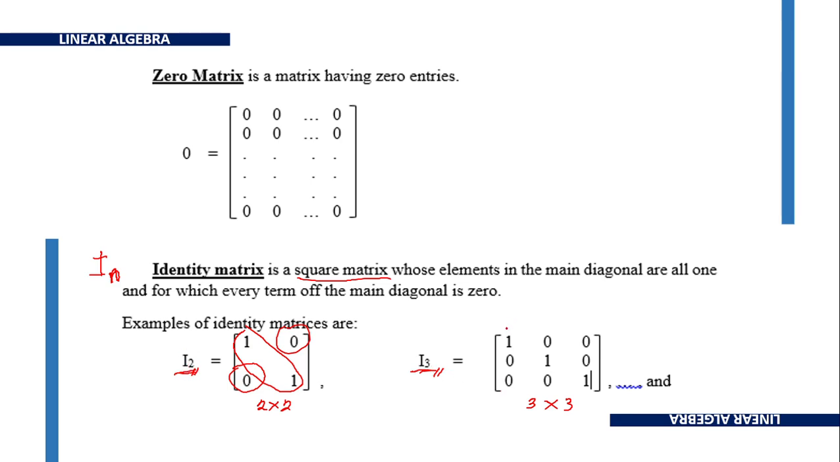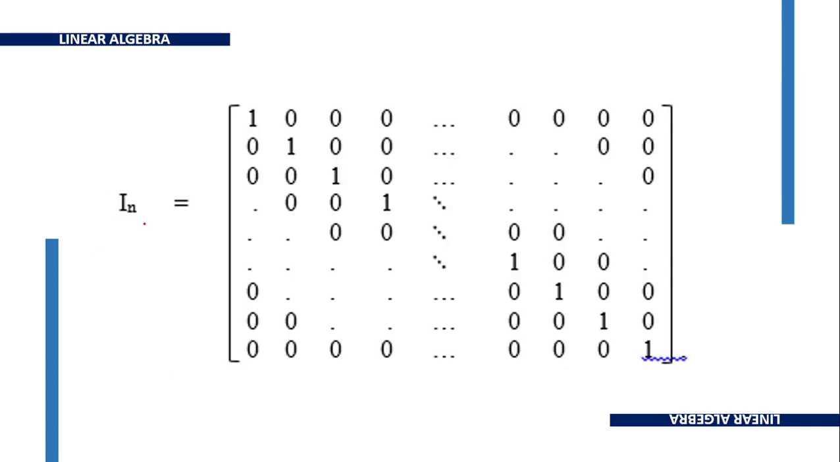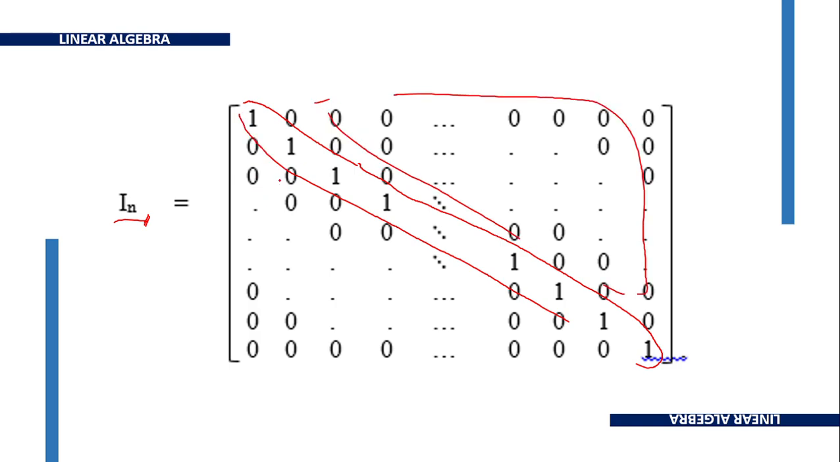So as you can see here, all 1 lang yung diagonal and the other elements off the main diagonal are 0, then this I sub 3 is also an identity matrix. And also, we have this I sub n or yung infinite elements yung meron dun sa ating matrix. And so, yung 1 is our main diagonal. Okay, and all other elements off the main diagonal are 0. So, this is also an example of identity matrix.